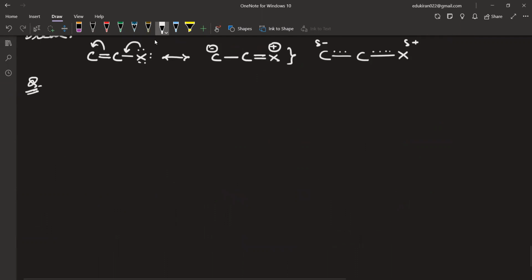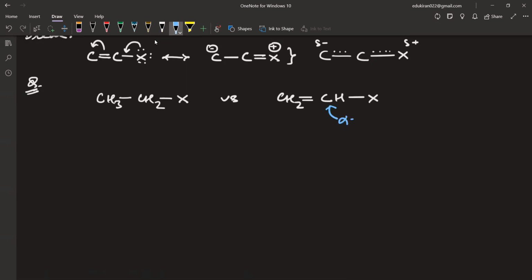If you're asked to compare the reactivity of CH3CH2X versus CH2 double bond CH bonded to a halogen atom, as you can see, this is the alpha carbon, and there is an alpha unsaturation. That is why this will be slower and this will be faster. So this normal haloalkane will be faster.